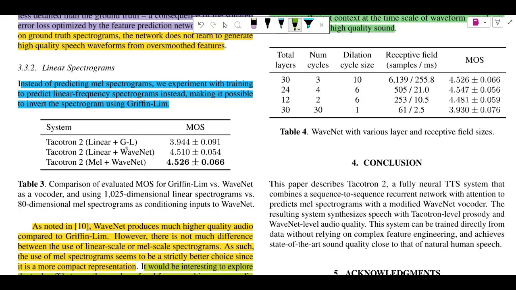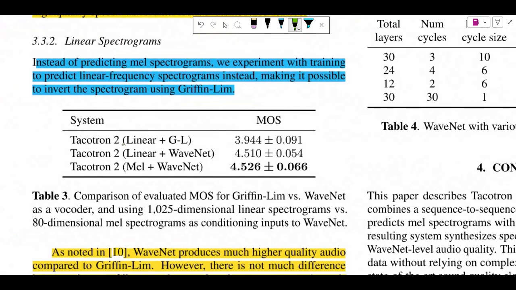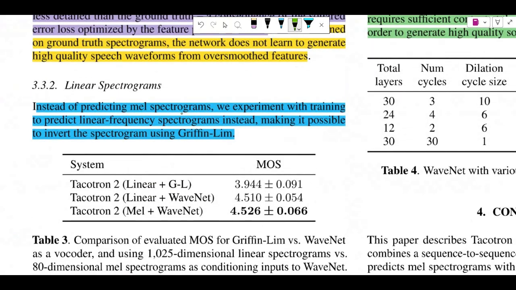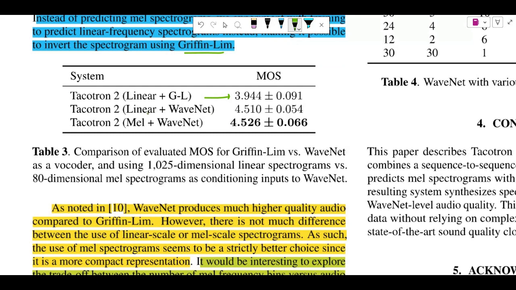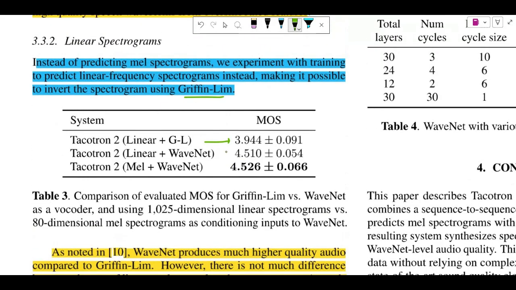Also, here they say that instead of predicting mel spectrograms, they could have simply predicted the linear spectrograms. And if they predicted the linear spectrograms, they could have used Griffin-Lim as well. But Griffin-Lim performs worse. Basically, you don't want to use Griffin-Lim because it has a very low score. But if you had a WaveNet on top of the linear spectrograms instead of the mel, it performed more or less the same. So mel is not that needed, from this table.